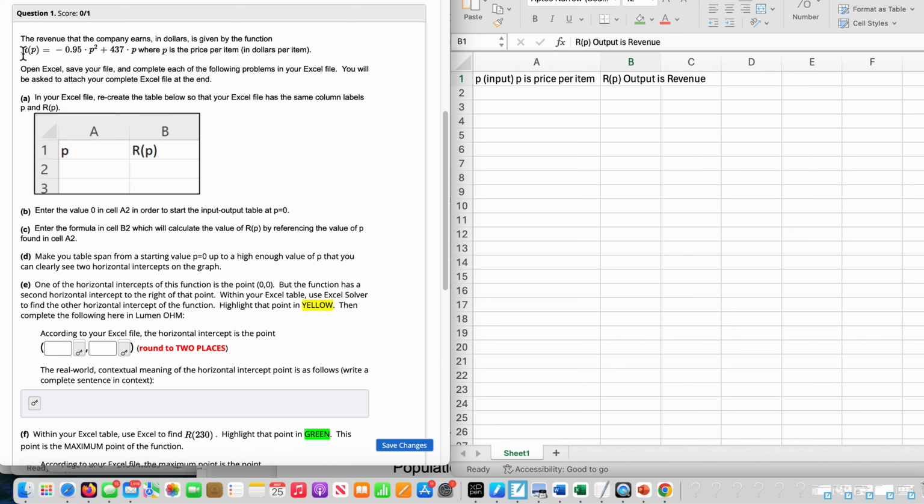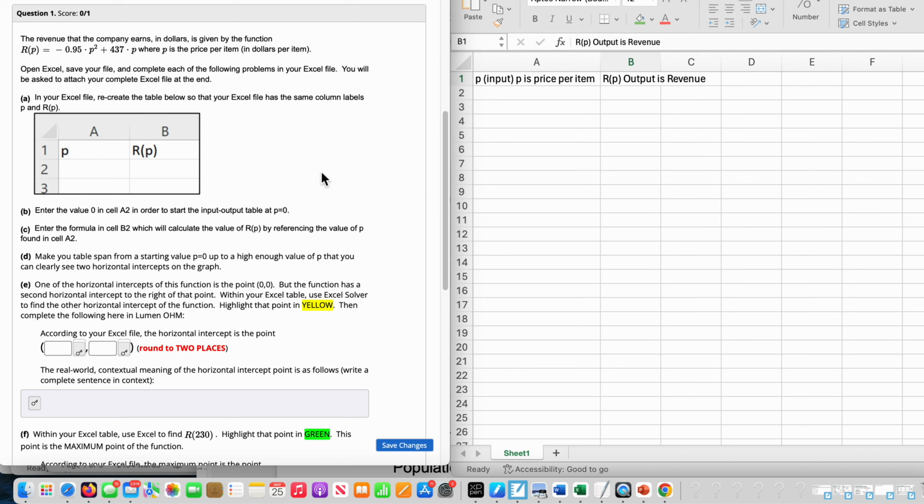And this function here says revenue is equal to this function here, okay? So R of P means revenue is a function of P. Well, what is P? It tells us here P is the price per item in dollars per item. So if I input P, price, my output is revenue, represented by this function here.